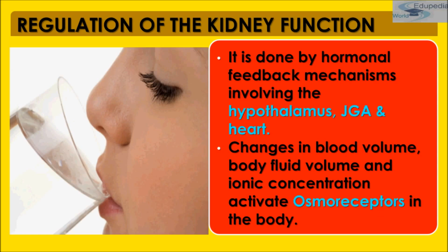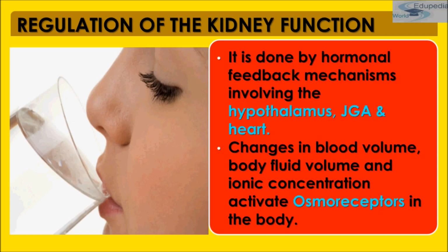So, you can say that regulation of kidney function is done by hormonal feedback mechanisms that involve the hypothalamus, JGA and heart. What is JGA? JGA is the juxtaglomerular apparatus. For the time being, just know the full form of JGA. We'll study in detail how JGA helps in maintaining osmoregulation.